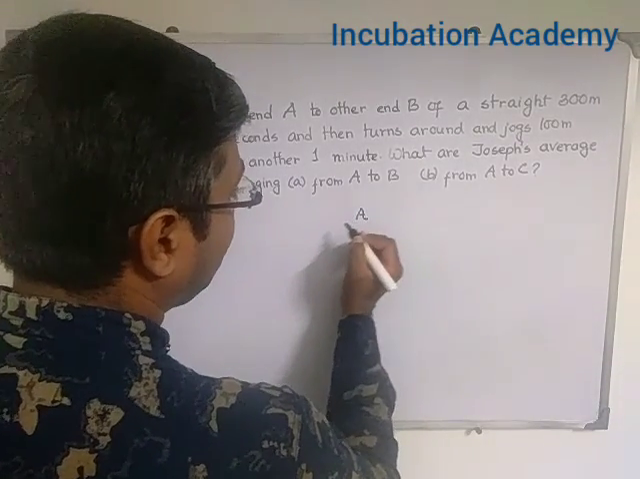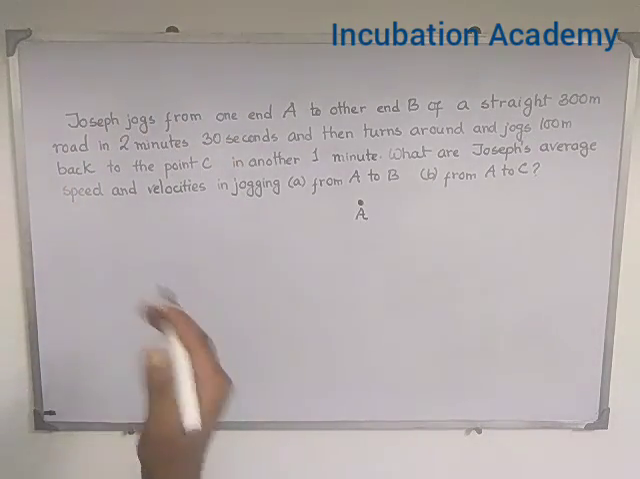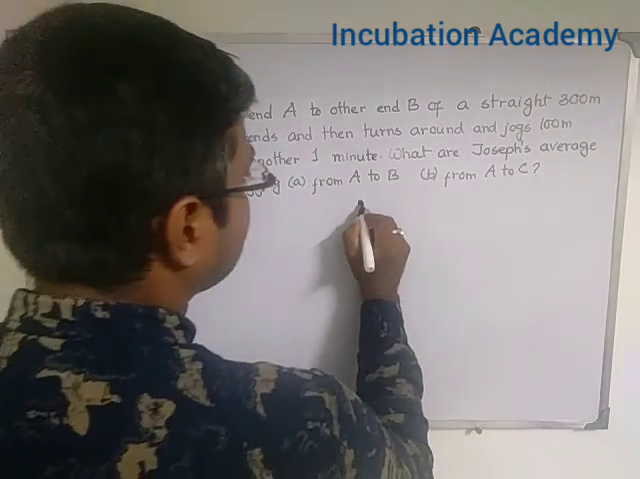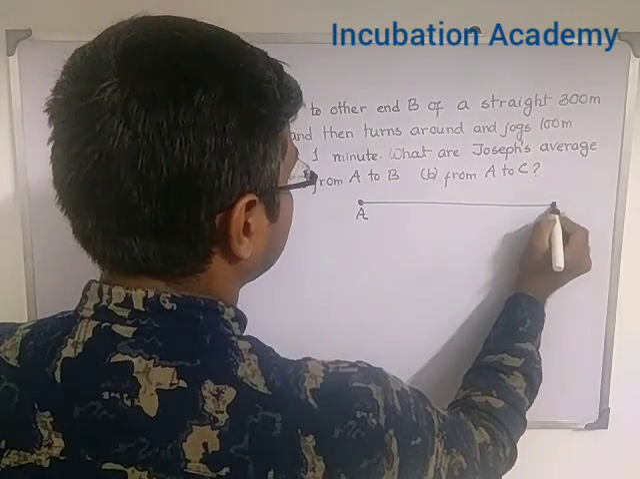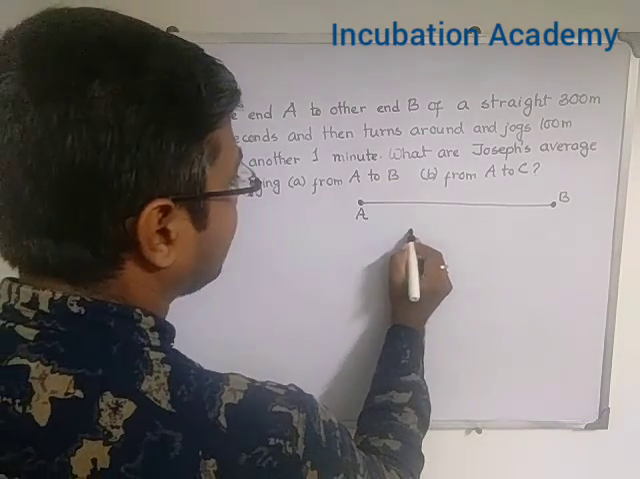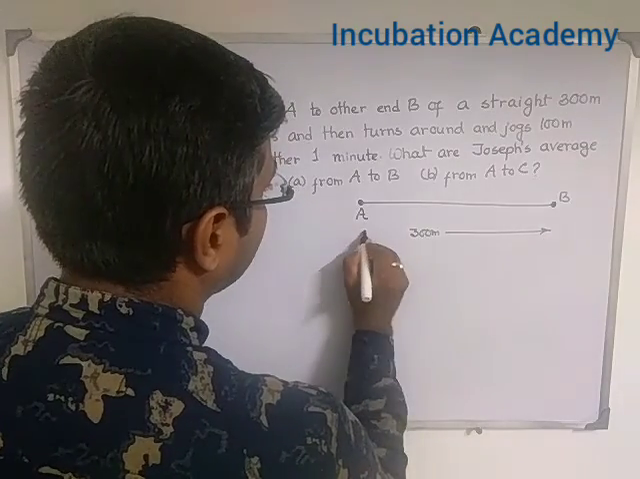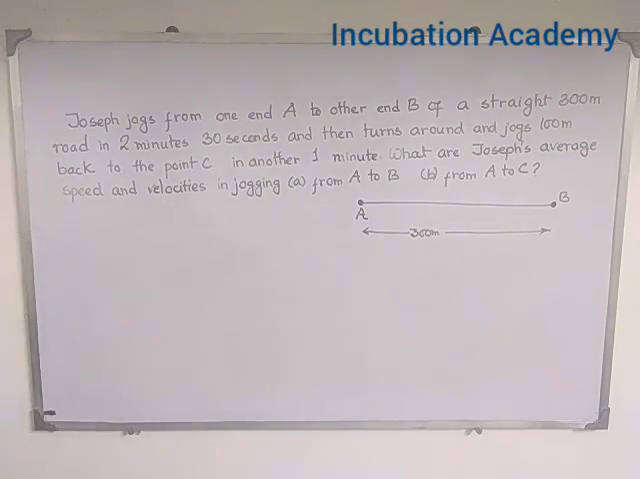Let us draw this. This is the point capital A, from which he is starting his jogging, and this is the point B, say, and the point B is at a distance of 300 meter from the point A. That is, the separation between the point A and point B is 300 meter, and that is a straight road. The time taken by Joseph to reach from A to B is 2 minutes 30 seconds.